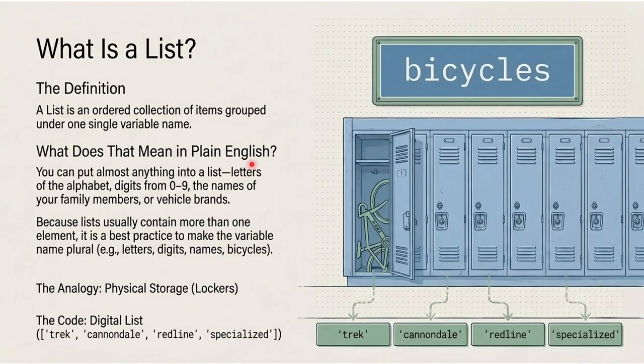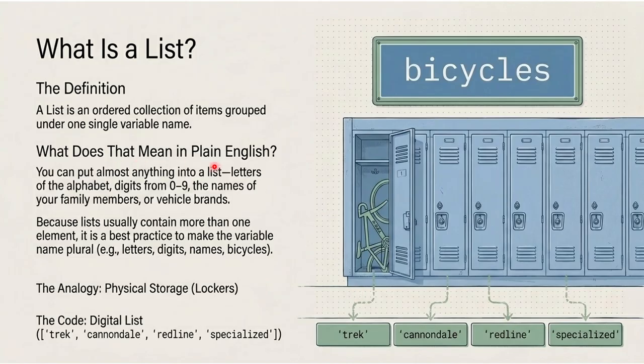Next, we will officially start with the definition of the list. So what is a list? A list is an ordered collection of items grouped under one single variable name. Here are a few things we have to keep in mind. First, it is an ordered collection, meaning in a list the items are arranged in a certain order, and all of this is assigned under a single variable name.